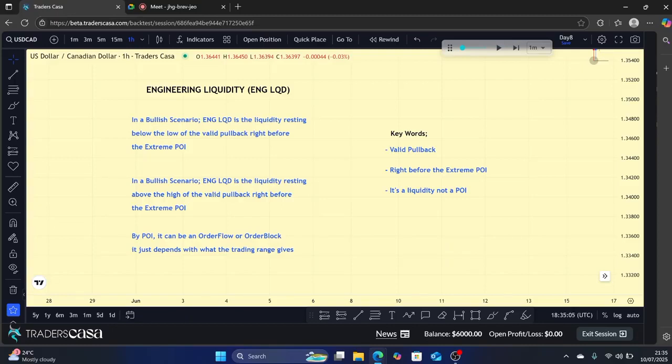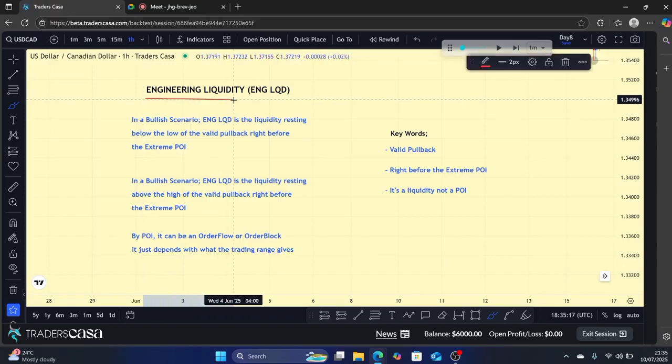So this is engineering liquidity, and without wasting any time, let me get into it. Engineering liquidity, I have said, is a core liquidity, just like inducement, and its abbreviation, as you can see there, is Eng LQD.